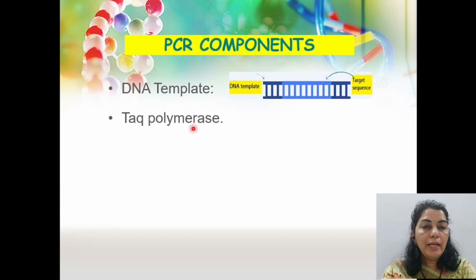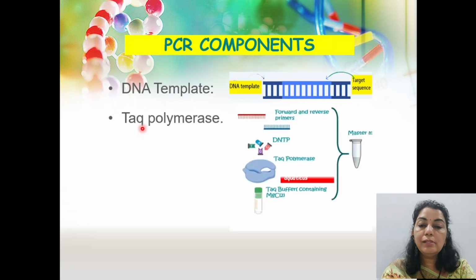Second, we need an enzyme which is going to replicate this DNA. The name of this enzyme is Taq polymerase. The name Taq polymerase is given because it is isolated from a thermophilic bacteria, Thermus aquaticus. This bacteria is heat-tolerant. So, the enzyme so obtained is able to tolerate the high temperature which is used in PCR. Other enzymes get denatured at this high temperature.